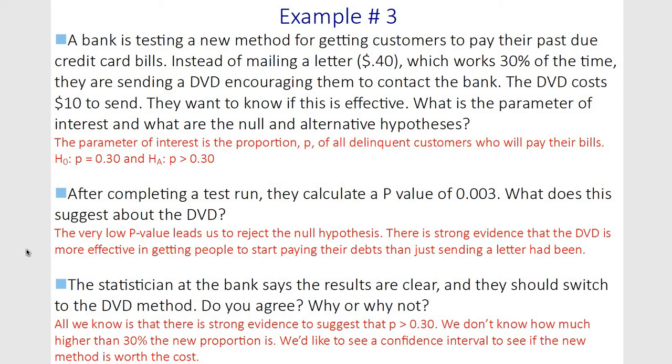All right. Even though there is strong evidence, we don't know how much higher than 30% the new proportion is. We'd like to see a confidence interval to see if the new method is worth the cost, right? What if you're at the high end of that interval? What if that interval has a large spread? Think about it further than that, right? It's easy to want to jump to conclusions, all right? But again, statistics is about never having to say you're certain.